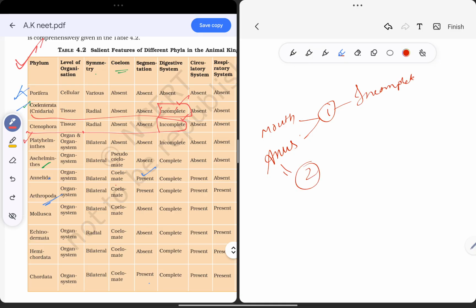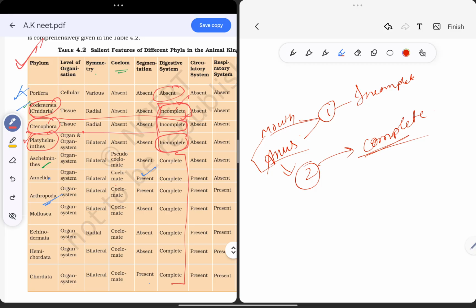If two openings are present, one for the mouth and one for the anus, it's called a complete digestive system. If it's absent, there is no digestive system at all and no opening at all. Incomplete is seen in three cases: Coelenterata, Ctenophora, and Platyhelminthes. From Aschelminthes to Chordata, the digestive system is complete, with two openings. You should remember what has complete, what has incomplete, and what has no digestive system at all.